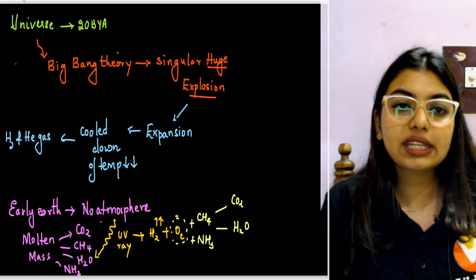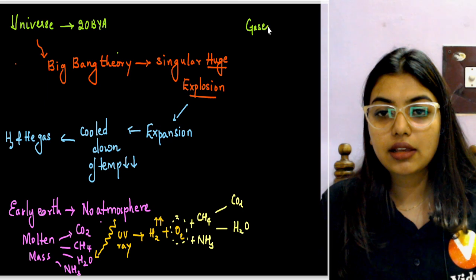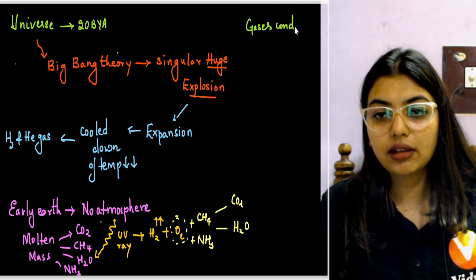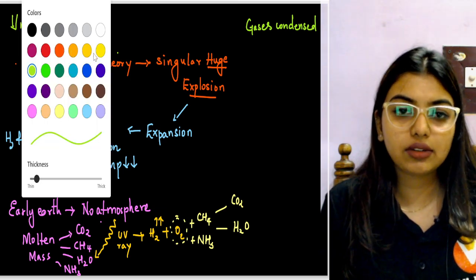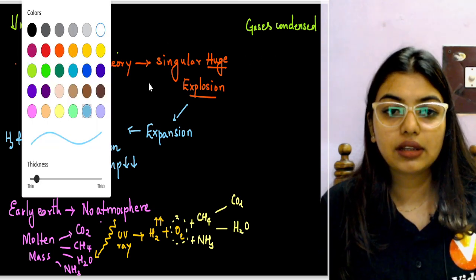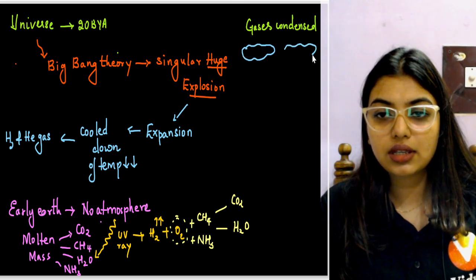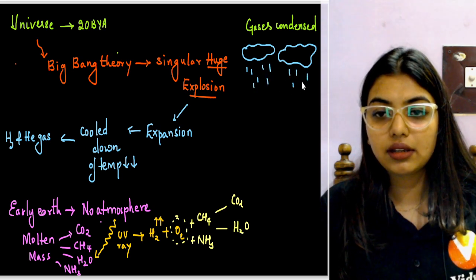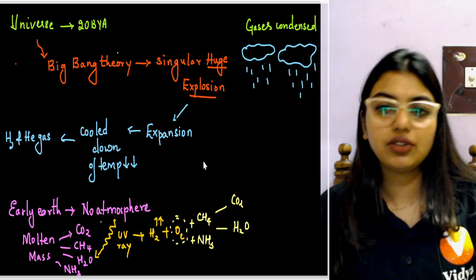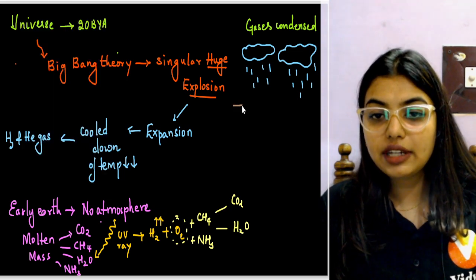Now students, a lot of gases were formed, and all these gases condensed, and because of it, what happened? It started raining. Condensation happened, these are the clouds, it started raining. Very artistic we have to be, so that students find it interesting also. So it started raining, and this rain led to, you know, there were depressions on the land.